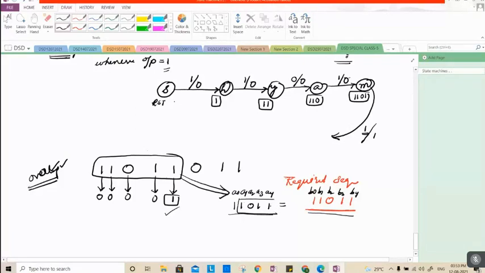Will 1011 be useful to form the sequence? 1011 will not be useful. Why? Because our sequence is 11011. How will 1011 be useful? So 1011 is not useful for me, right? Next, look at this: will 011 be useful for your sequence? 011. My sequence is 11011. How will 011 match? It won't, right? 011 is not useful.